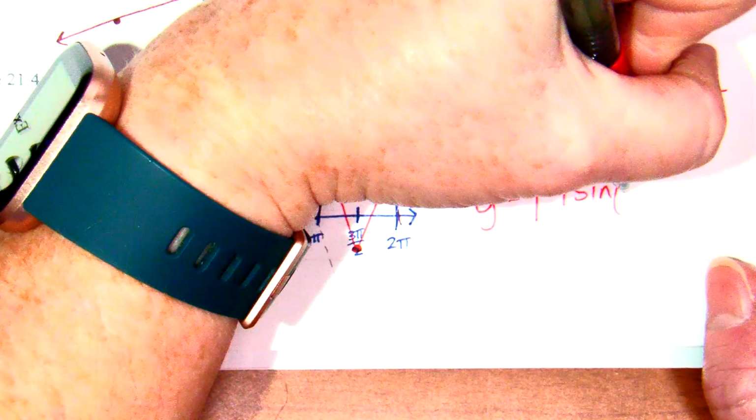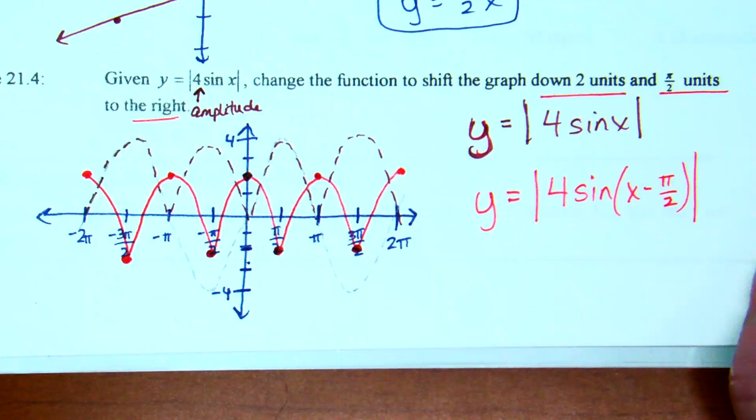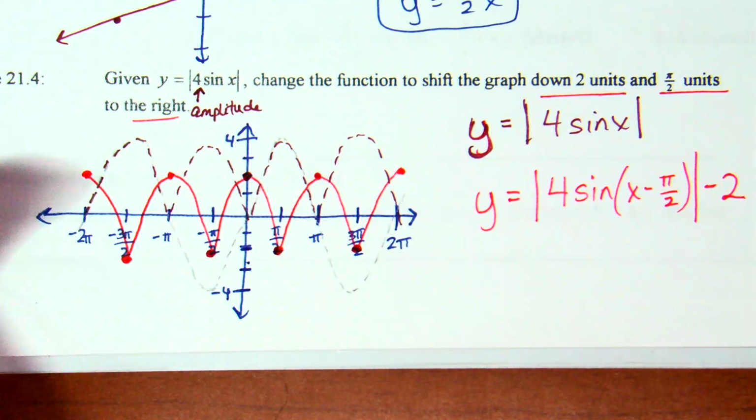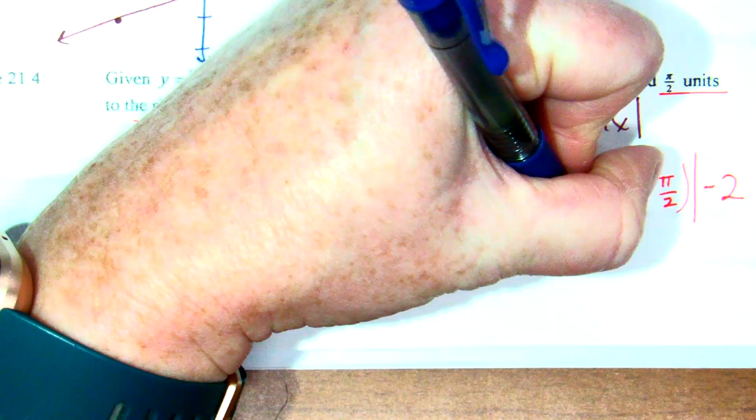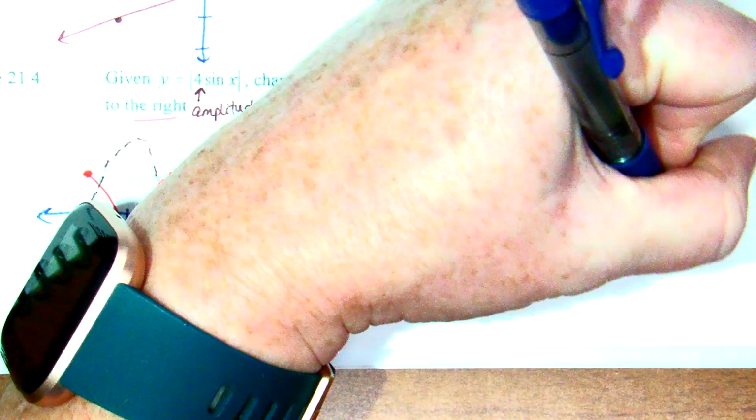And if you need some labels, our 4 was our amplitude. We did a sine curve. The pi over 2 was right pi over 2. The minus 2 was down 2. And the absolute value made us flip everything up. So if you need any of those labels, get them on there.